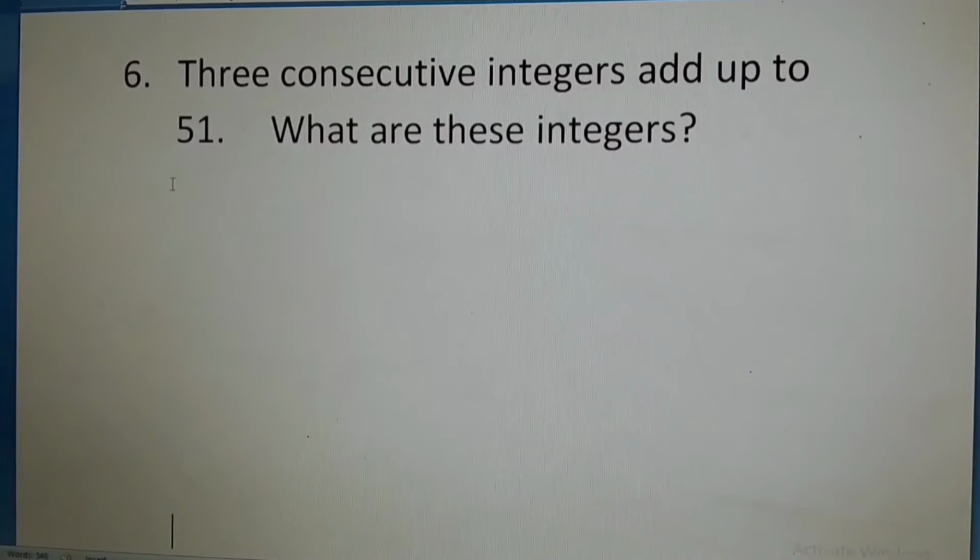Students, we solved 5 questions in the previous class. You have learned them. Today, we will start with question number 6 from exercise 2.2.